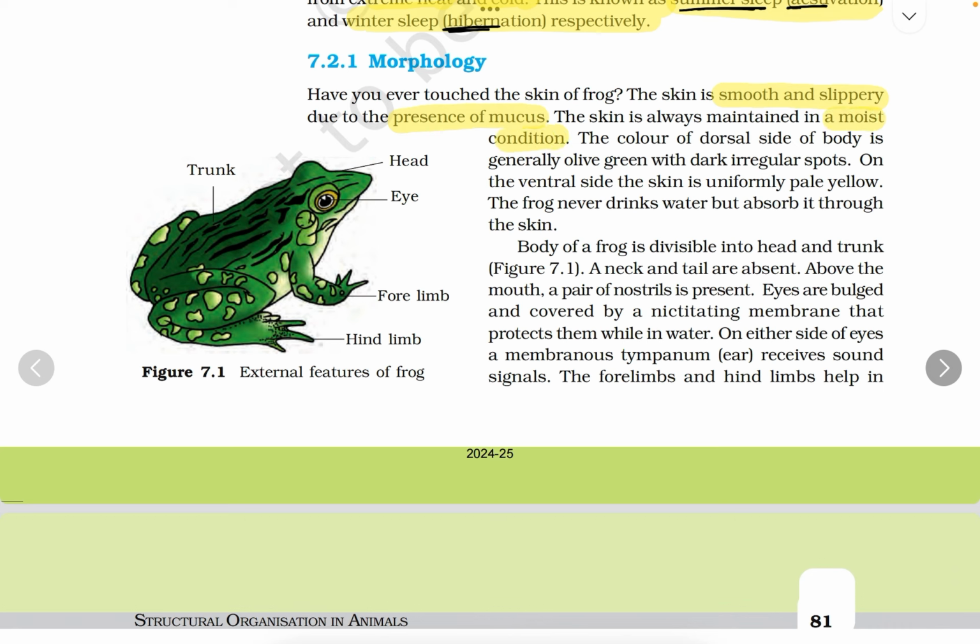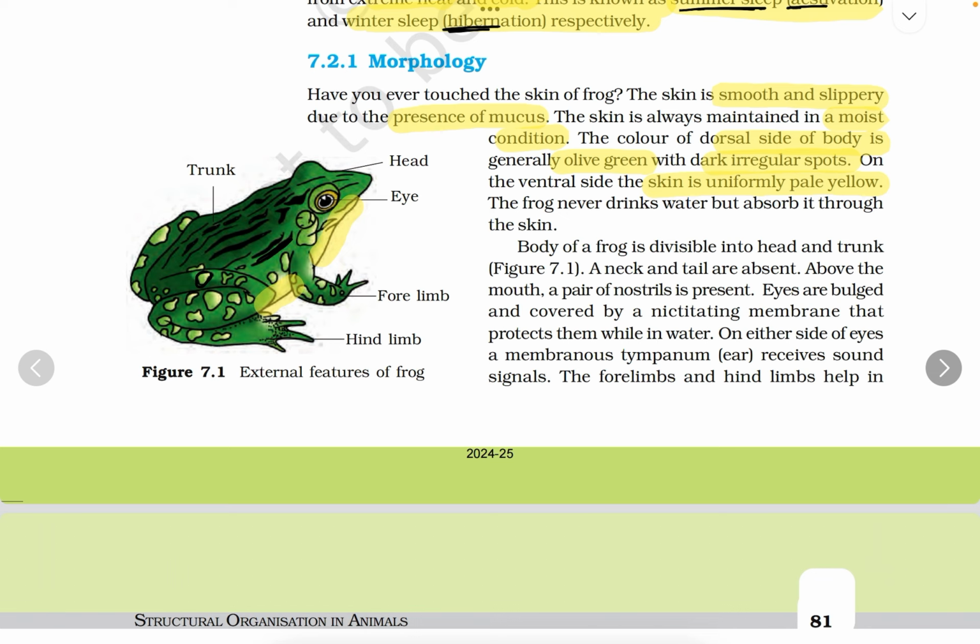The color of the dorsal side of the body is generally olive green. It has dark irregular spots that you can see here, represented by black color. On the ventral side, the skin is uniformly pale yellow. On the bottom, if you see here, this is called the ventral side. The top portion is the dorsal. On the ventral side, it's uniformly pale yellow.